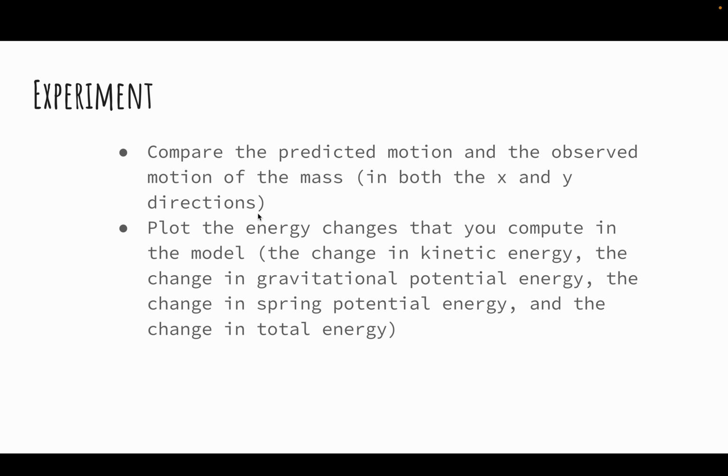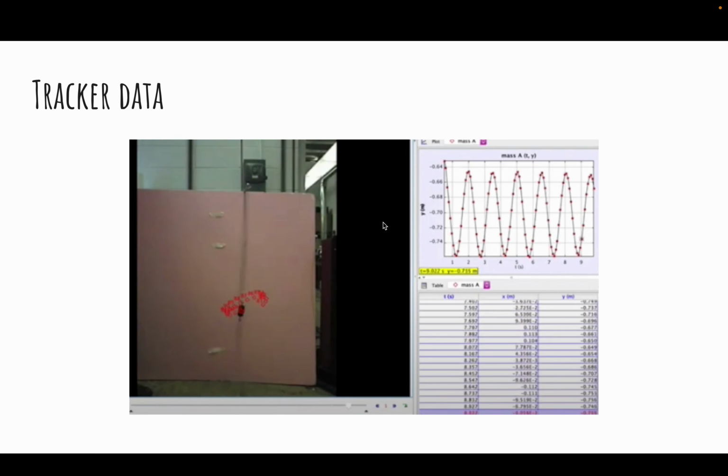And in the experiment, we're going to be comparing the predicted motion and the observed motion of the mass and plot the energy changes. This is my Tracker data. All of this data computed from me putting in every single point gave me a list of data, and this is how we're going to be making our models.